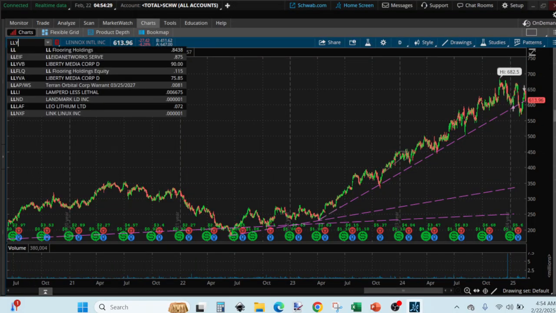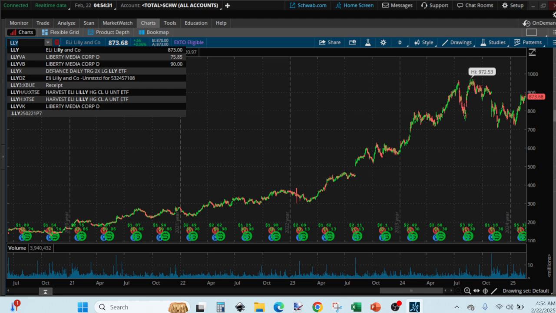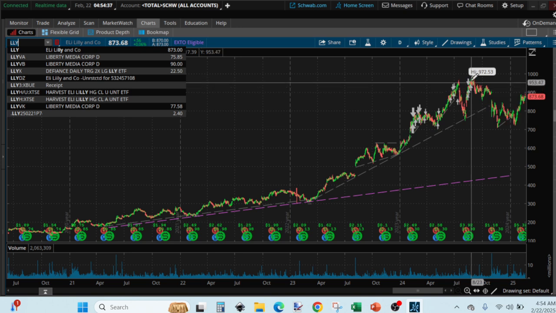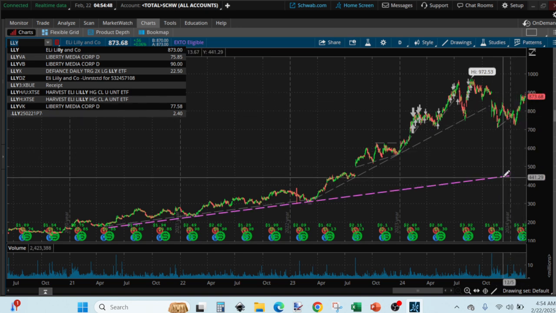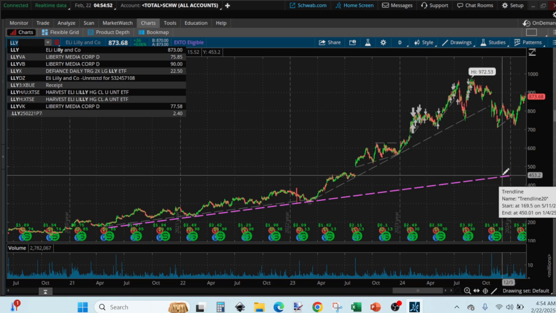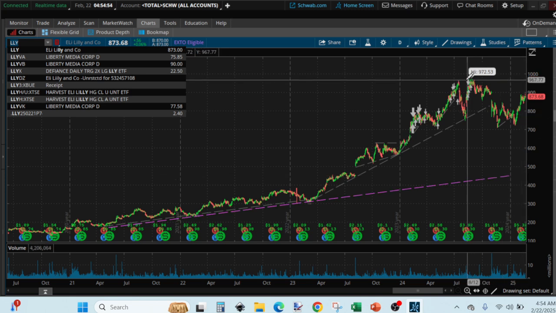LLY is highlighted because we bought it and we have not sold it yet. And we bought it somewhere there. The arrow pointing up shows where we bought it, and it pulled back, and pretty much is doing what it's doing. It's even pulled back to this trend line. So, where we like to buy it next after we sold it.